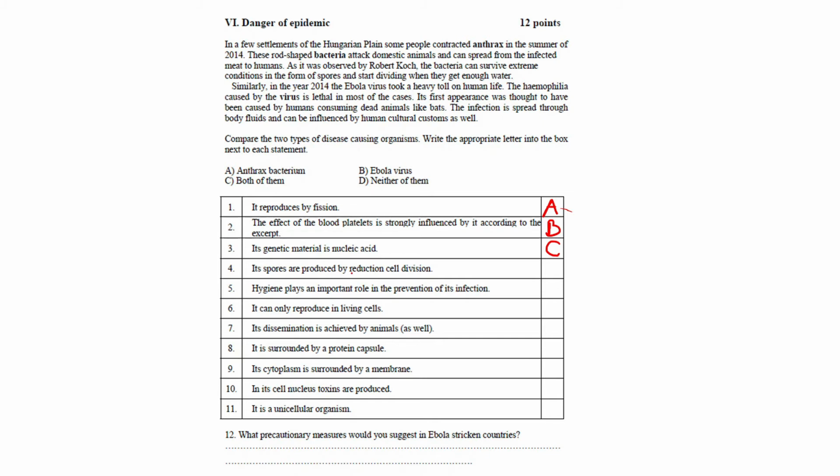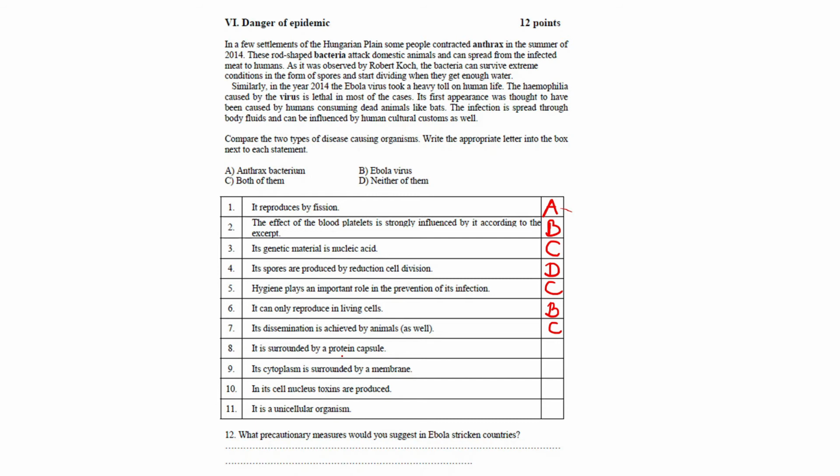Its spores are produced by reduction cell division. Neither of them. Hygiene plays an important role in the prevention of its infection. That's true for both. It can only reproduce in living cells. We know that viruses are absolute parasites, so that's true for the Ebola virus. Its dissemination is achieved by animals as well. It is written down clearly in the text that is true for both.